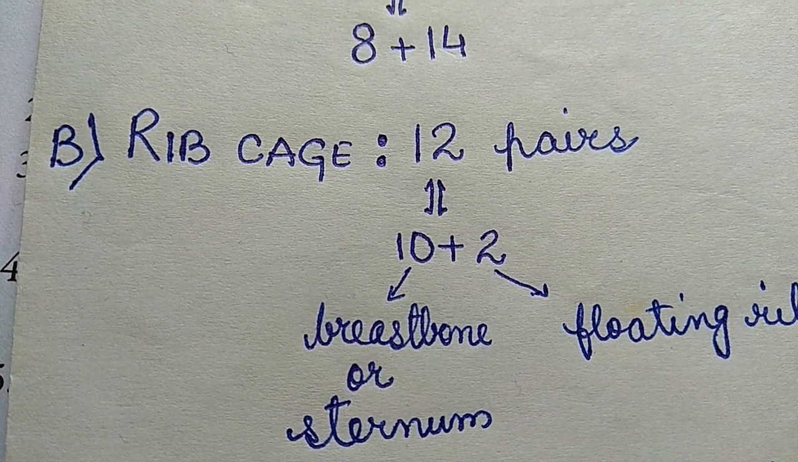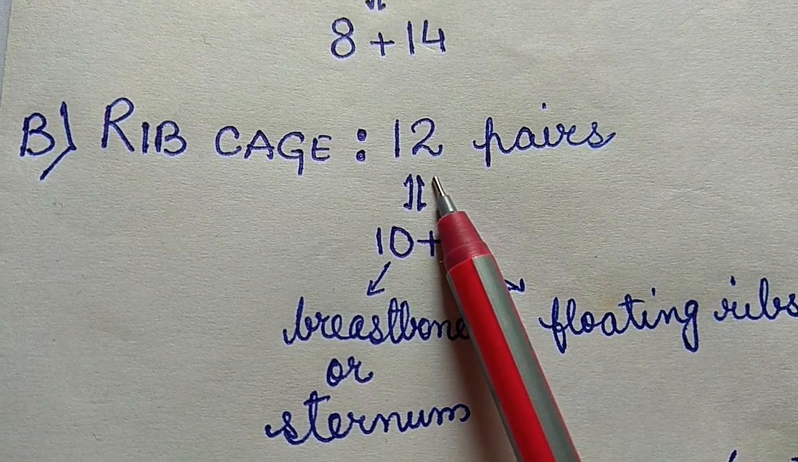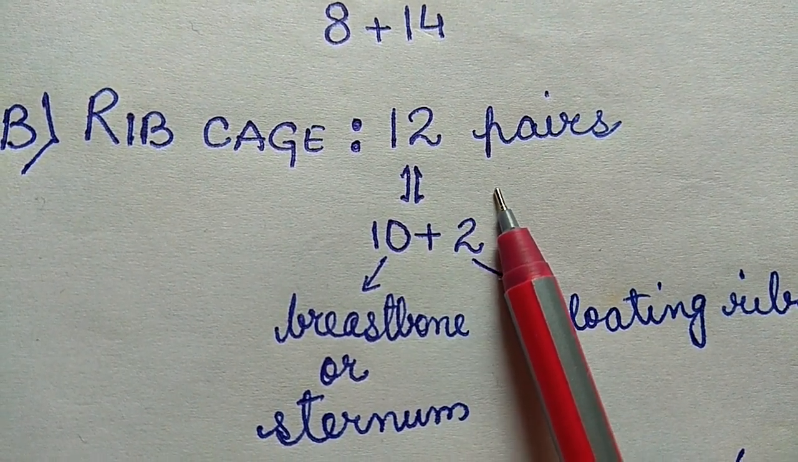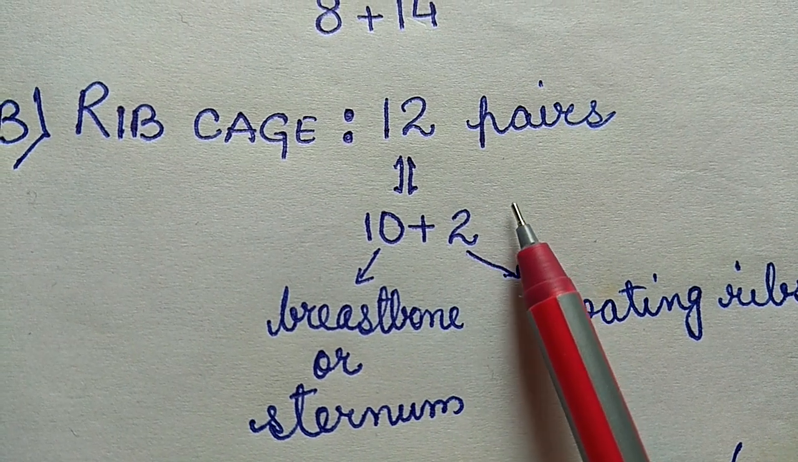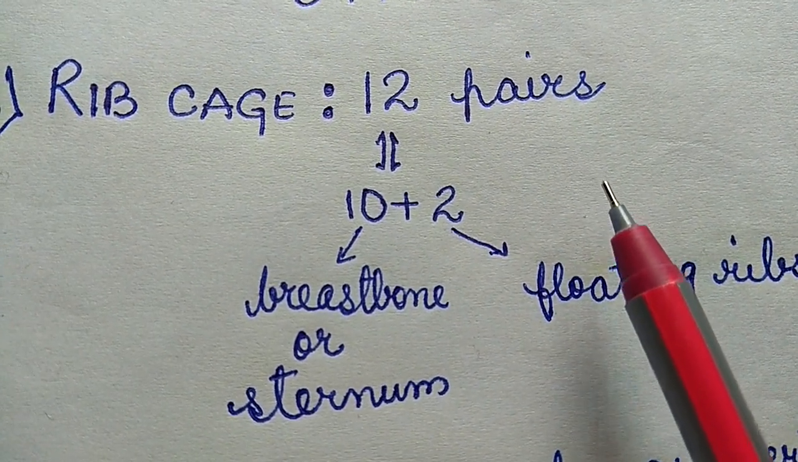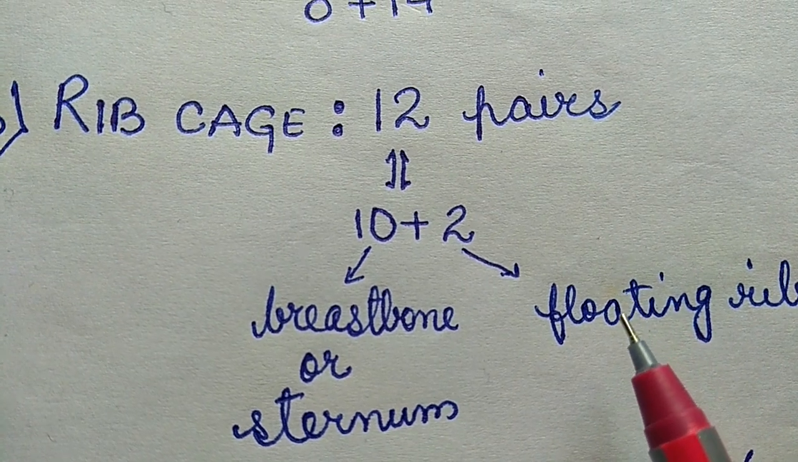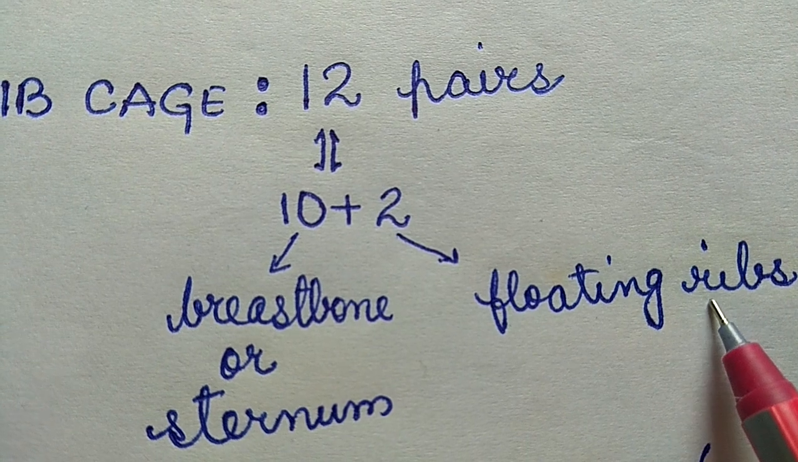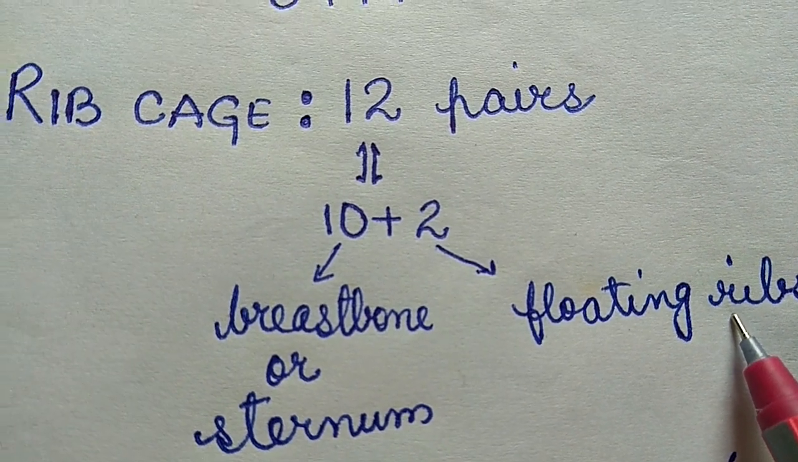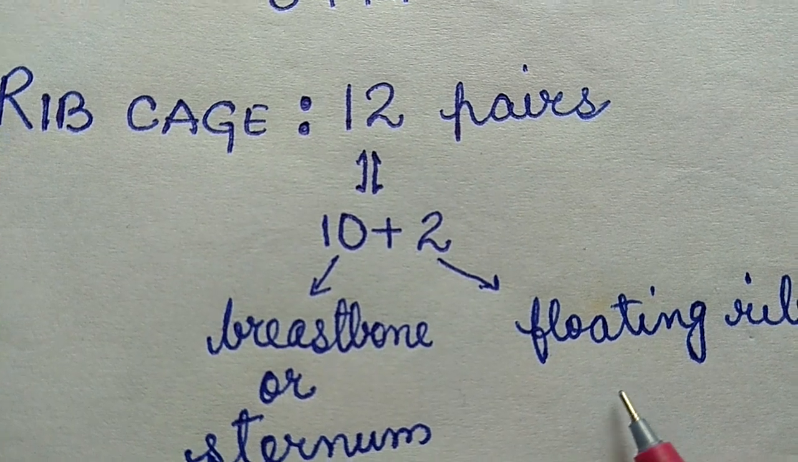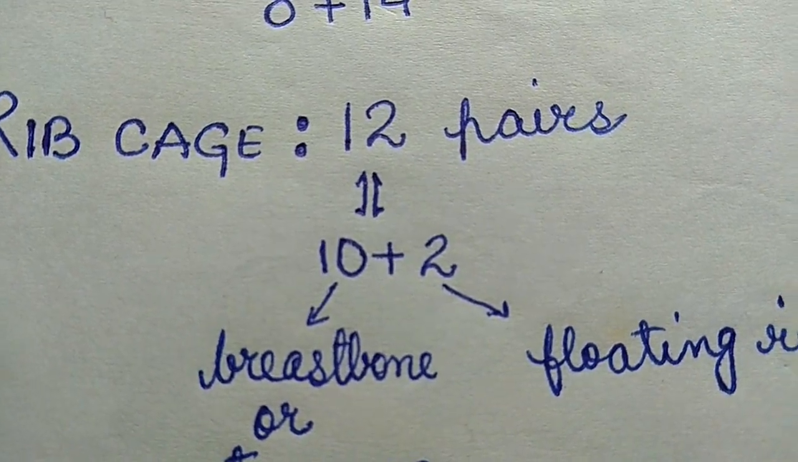Next comes the rib cage. The rib cage is made up of 12 pairs of thin curved bones. They are attached to the backbone and to the breastbone in the front. The last 2 pairs of ribs are not attached to the breastbone. They are known as floating ribs. The rib cage protects delicate organs like the lungs, heart and the kidneys.